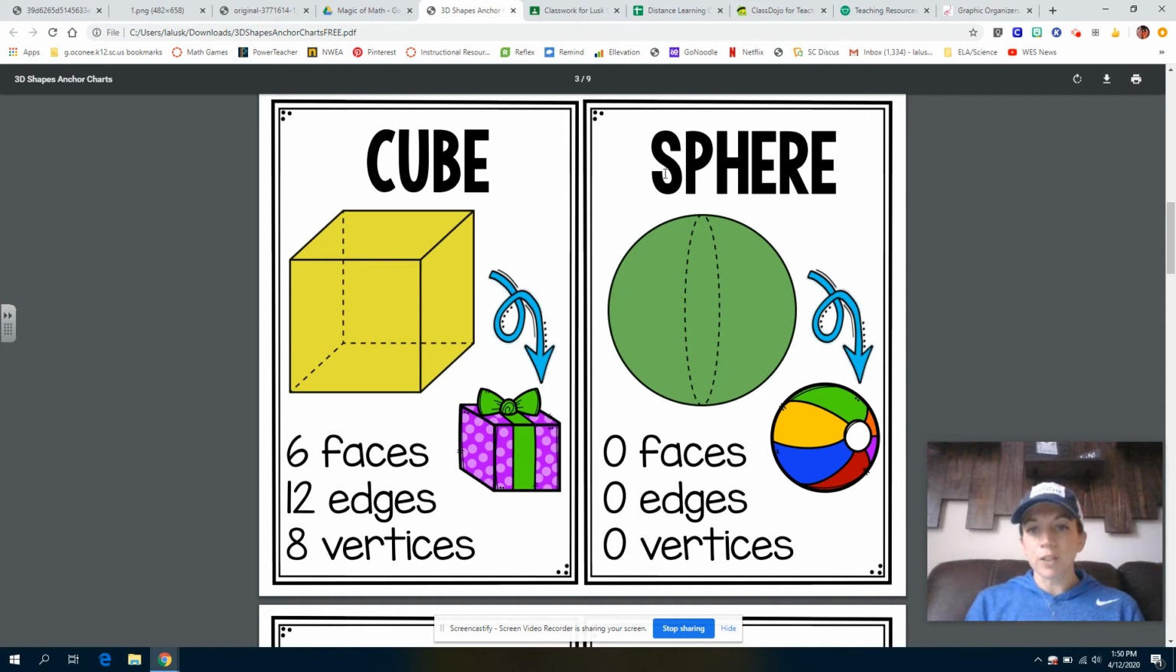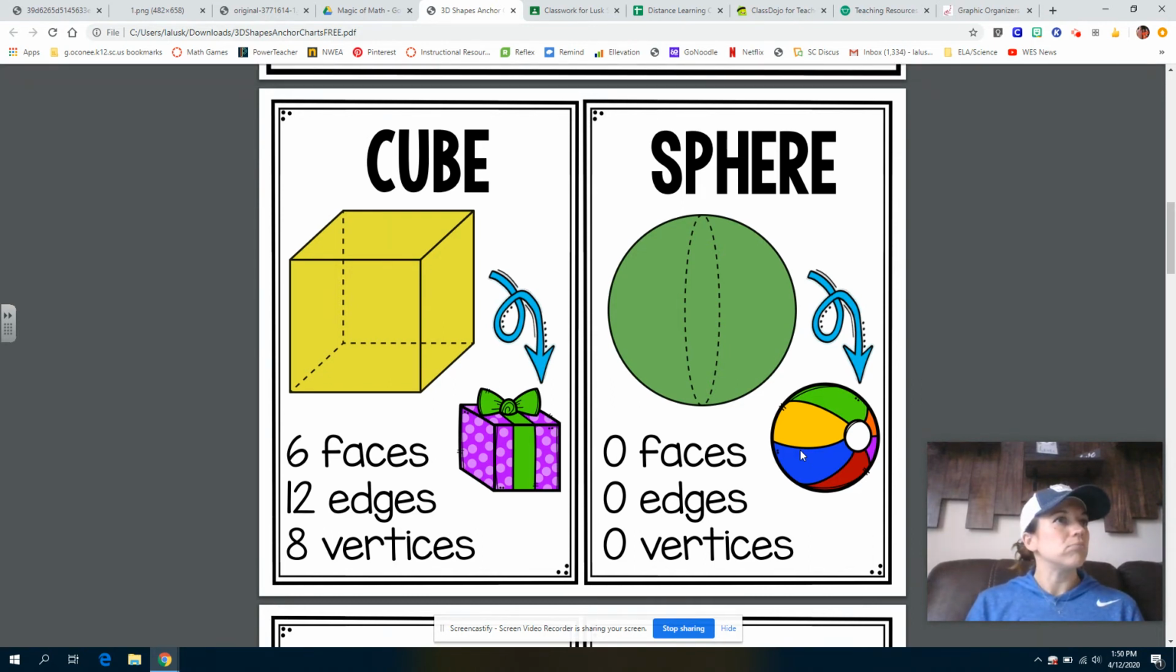You've got spheres, which is a ball. This one has 0 faces, 0 edges, and 0 vertices. But it is a sphere like a beach ball, a tennis ball, a soccer ball, a basketball, anything that is rounded.